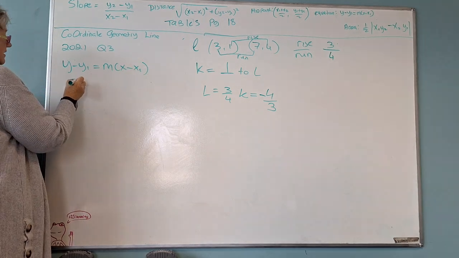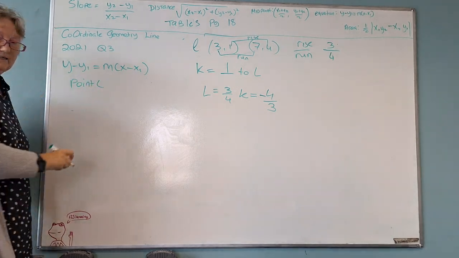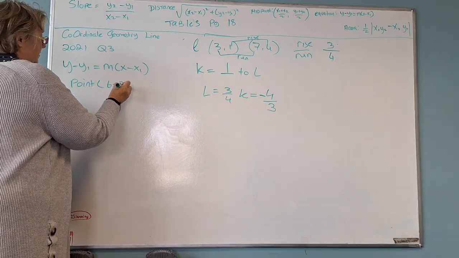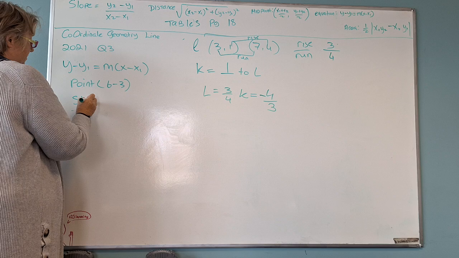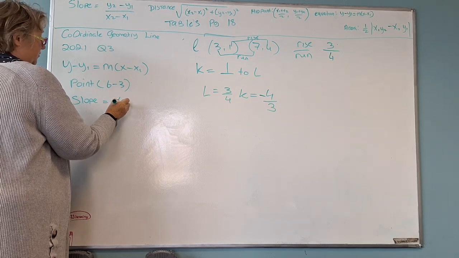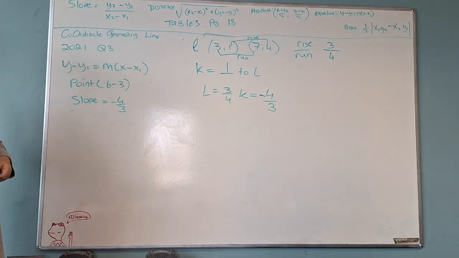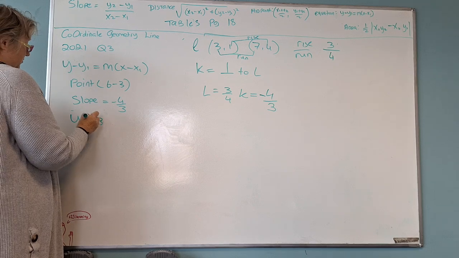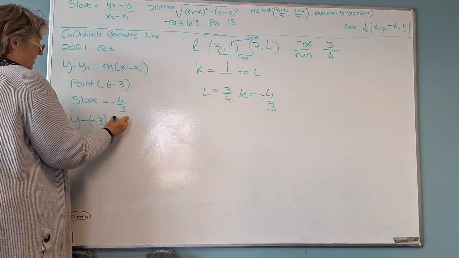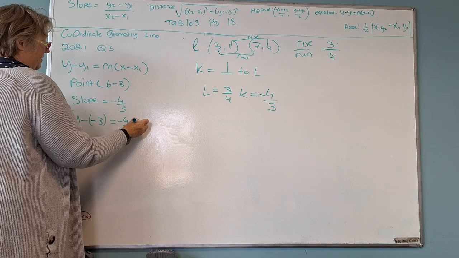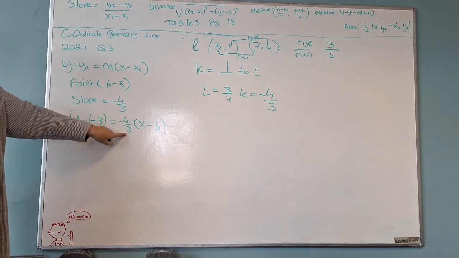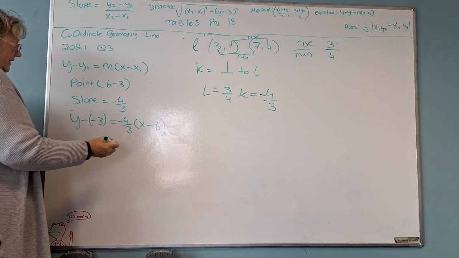Just put in your point, which we're told is P (6, minus 3). Put in your point, put in your slope, which we now know is minus 4 over 3, and just work it out. Okay, same way as the one we just did. The only thing I'll say about that, y minus minus 3 equals minus 4 over 3 times x minus 6. The only thing I'll say to you is don't forget to multiply by 3.